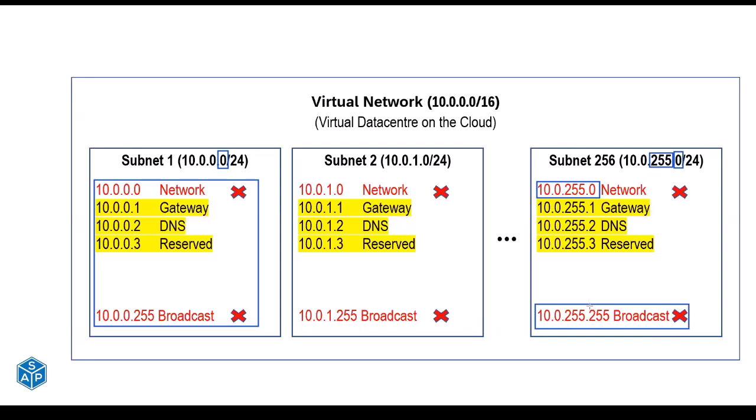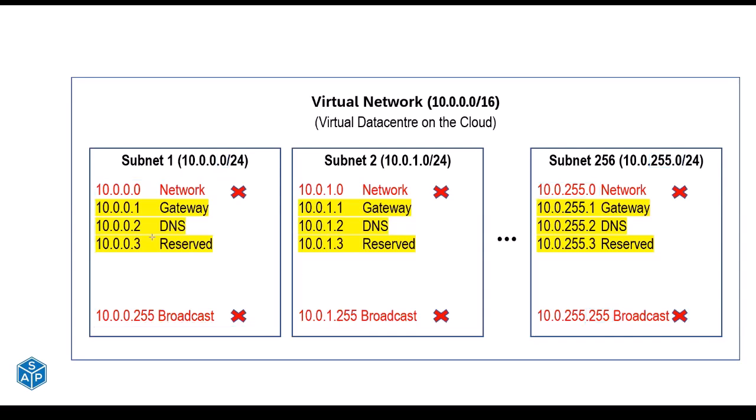So the fourth octet is reserved. Yes, in the fourth octet, 0 and 255 are reserved, not in the third octet. So in any network, you cannot assign the first and the last IP address.